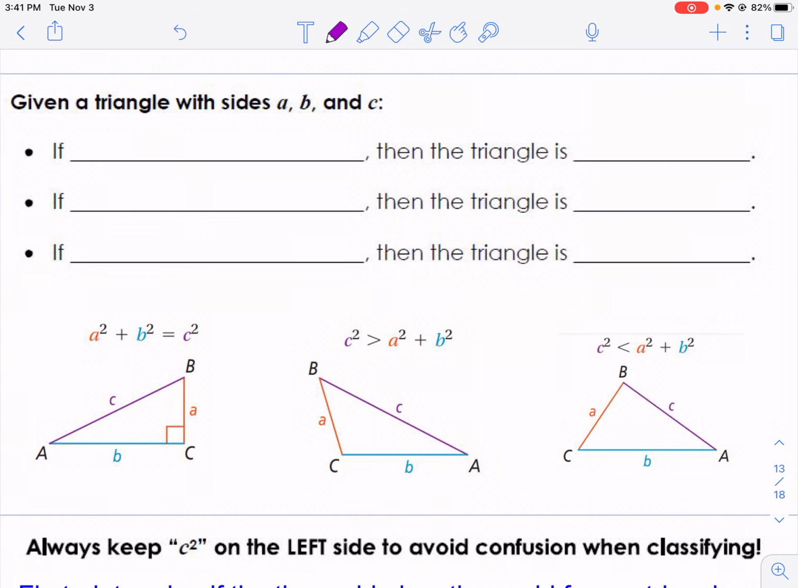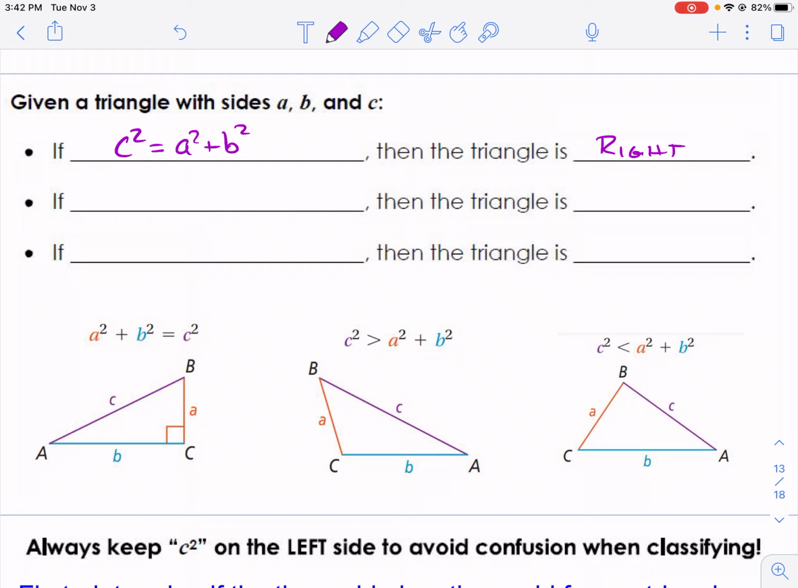If you're given a triangle with sides A, B, and C, and you look at C squared and set it equal to A squared plus B squared, which is what we know, and I'm only writing it this way because it helps put things in the right order when we work these problems. So if A squared plus B squared is equal to C squared, then the triangle is a right triangle, okay?